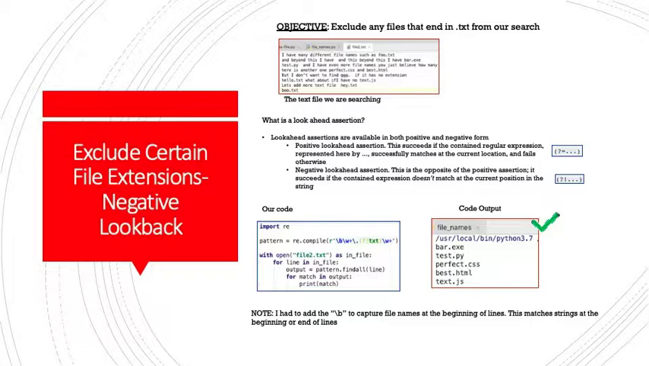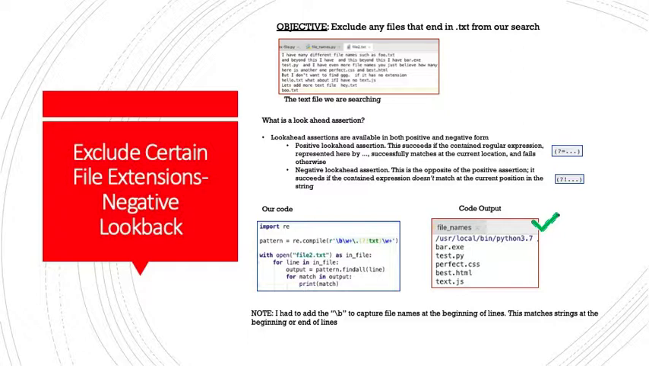So lookahead assertions are available in both positive and negative form. Positive lookahead assertions succeed if the contained regular expression, represented here by the ellipsis, successfully matches at the current location, and fail otherwise. That is to say, it'll fail if it doesn't. The negative lookahead assertion is the opposite of the positive assertion. It succeeds if the contained expression doesn't match at the current position in the string.